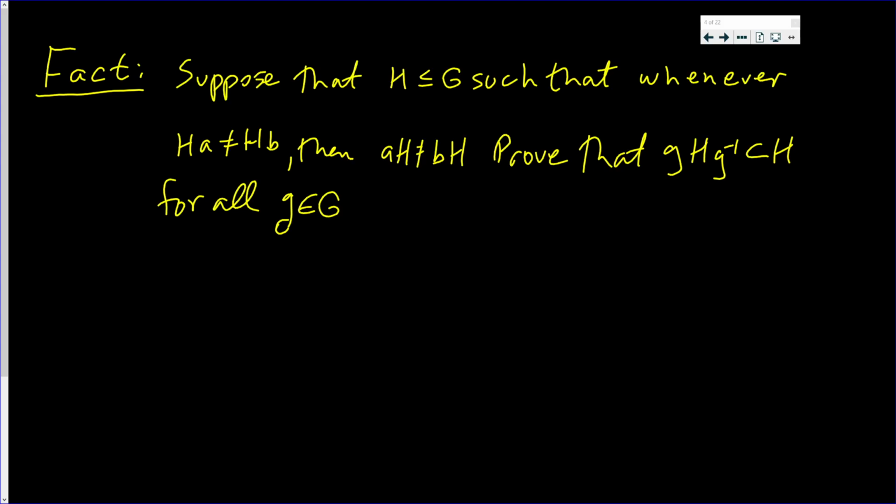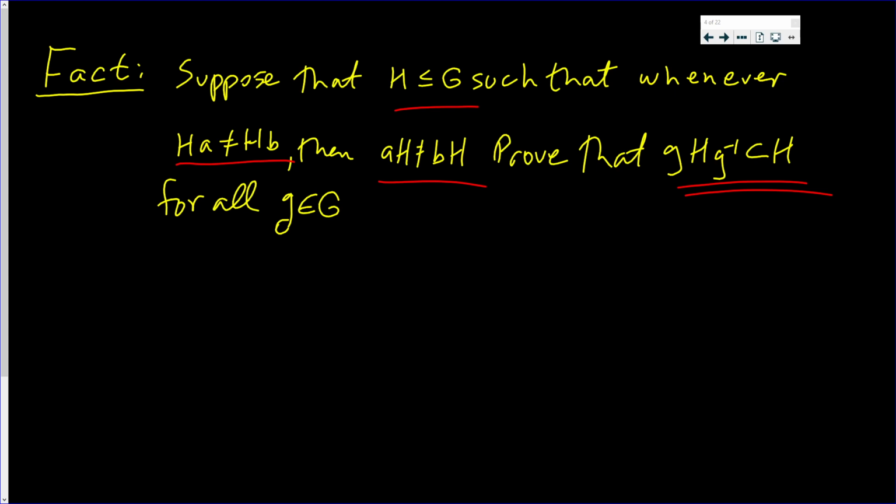Hello, we're going to prove the following fact in this video. If H is a subgroup of G, which has an unusual fact, if HA is not equal to HB, then AH is not equal to BH. And we're to prove that gHg inverse is a subset of H.